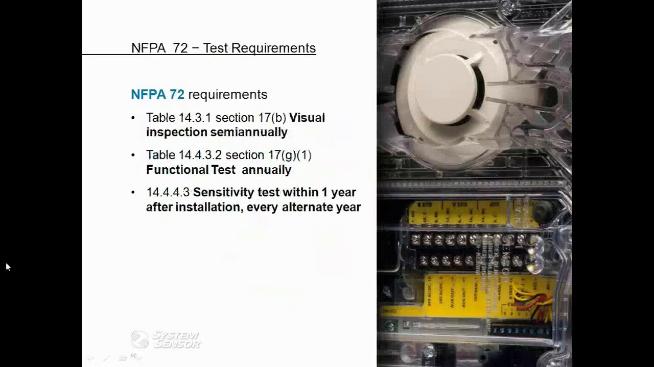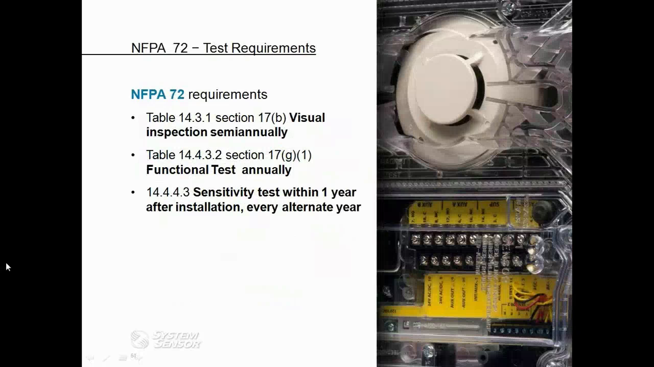NFPA 72 calls out the testing requirements for duct smoke detectors. Just to let you know, here we are using the 2013 edition of NFPA 72. First, duct smoke detectors are required to be visually inspected at least semi-annually, have a functional test completed annually, and have sensitivity testing completed every other year. Furthermore, all devices that are used for shutdown should be tested annually.